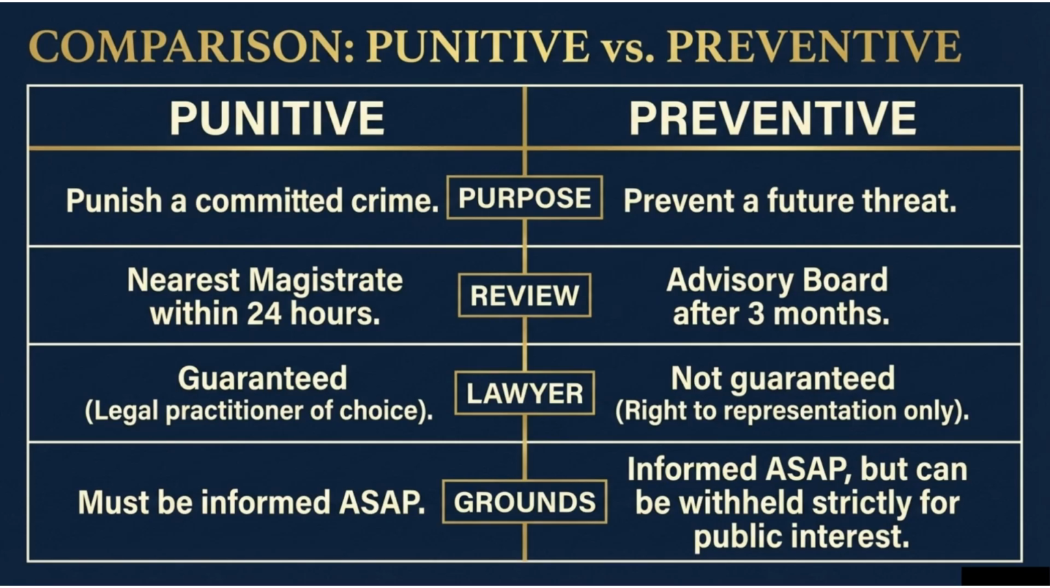In punitive detention, the right to a lawyer of your own choice is fully guaranteed. In preventive detention, there is no such right, only the right to make a representation. For grounds, in punitive detention, the person must be informed immediately. In preventive detention, the grounds can actually be withheld if disclosure is against public interest. This comparison table is something you should be able to reproduce from memory.